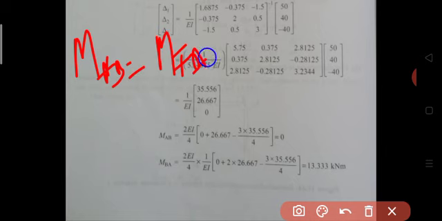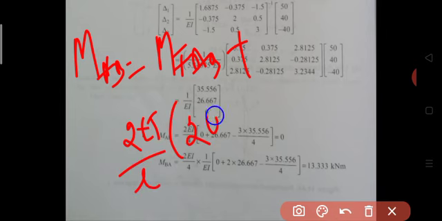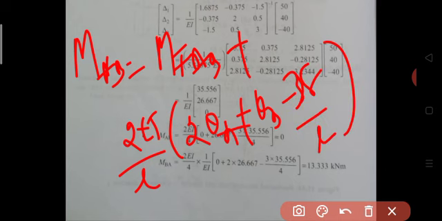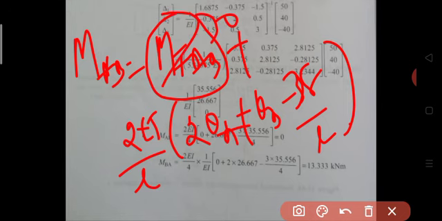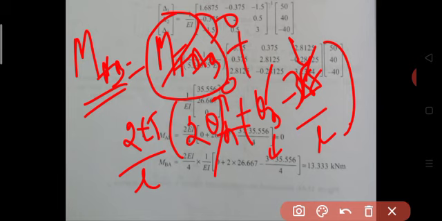MAB is equal to M of AB plus 2EI by L, 2 times theta A plus theta B minus 3 delta by L. For this AB portion there is no external force, so M of AB is equal to 0, and A is fixed so its rotation is equal to 0. We already know theta B, and this B support moves horizontally in the right direction, so we have this delta value. Substitute theta B and delta and you get the MAB moment, then also find the MBA moment.